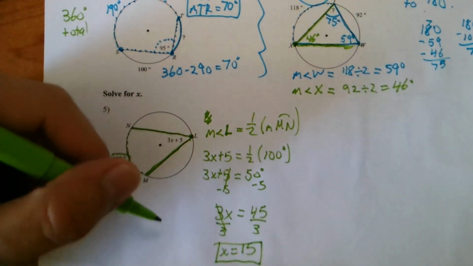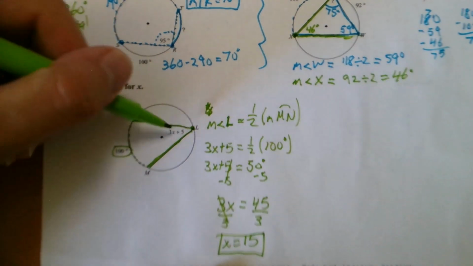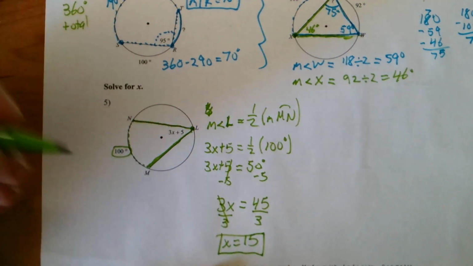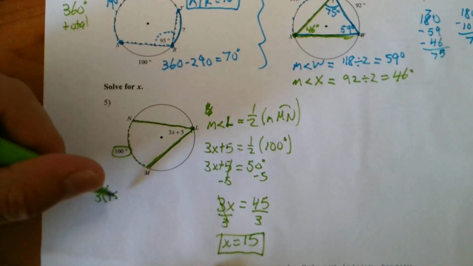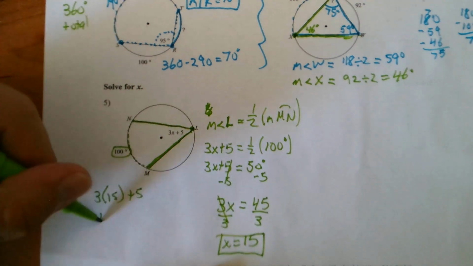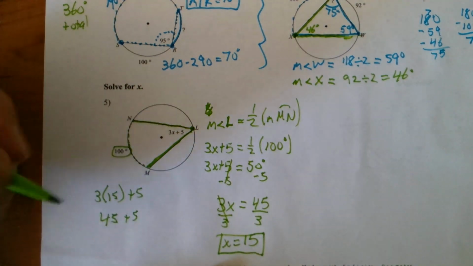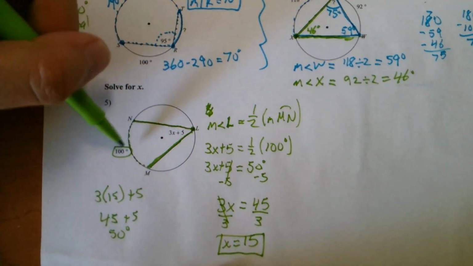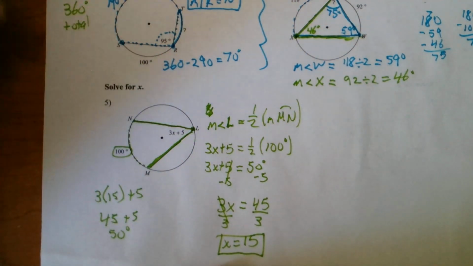Cool. And then when I plug that back in, you'll see that the 3x plus 5 works out to be exactly equal to 1/2 of 100. So 3 times 15 plus 5, 45 plus 5 is equal to 50. And 50 degrees is 1/2 of 100. So we've done our math correctly here.